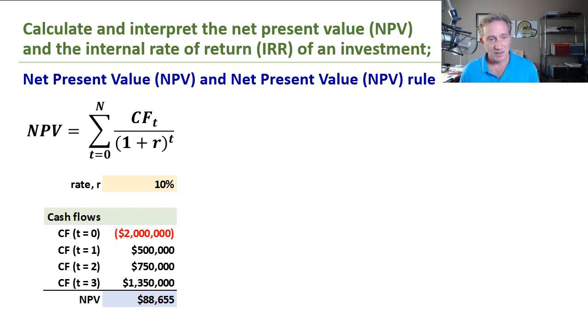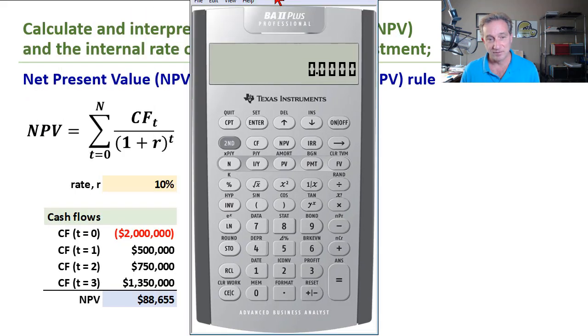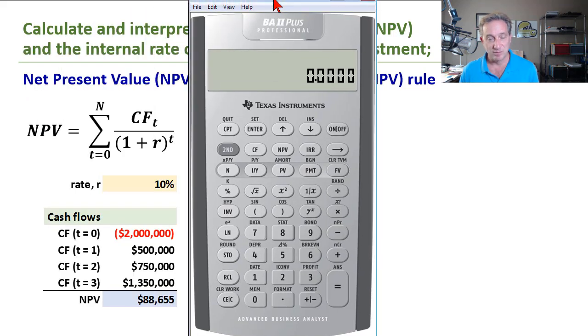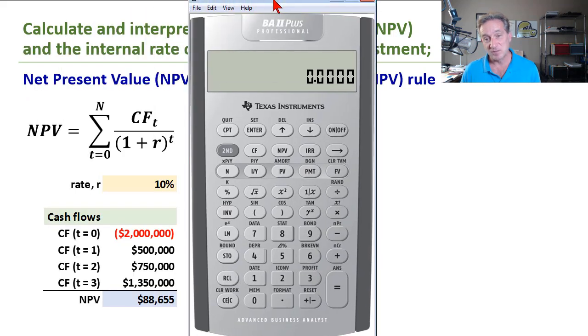Then, I can apply this with the calculator, and so I'll bring over my Texas Instruments BA II Plus that I tend to use, and I could do this manually, but we do have the cash flow worksheet on the calculator, so why not take advantage of it, right?